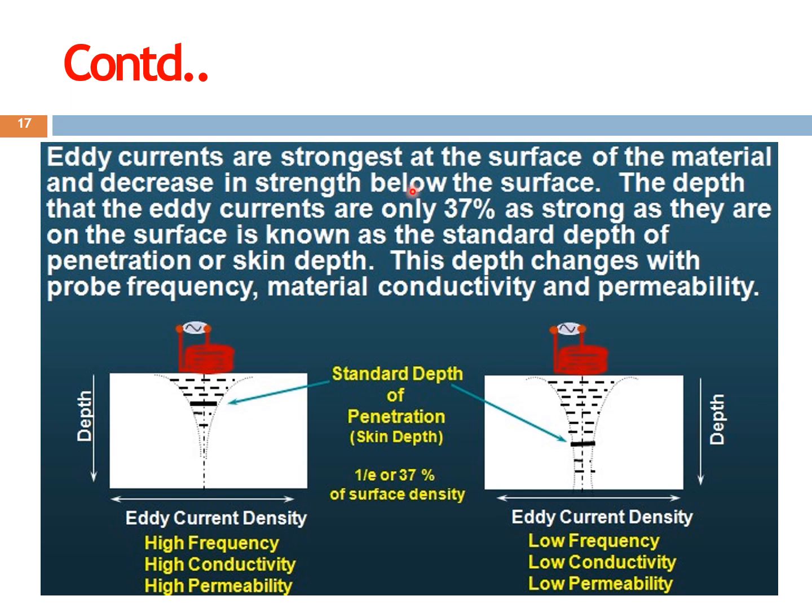Now, eddy currents are strongest at the surface. As mentioned before, in the skin effect, their strength reduces exponentially. So the current density, as the depth increases, decreases exponentially. As the depth goes on increasing, a point will be reached when the current density will only be 1 by e, or 37% of the surface density.